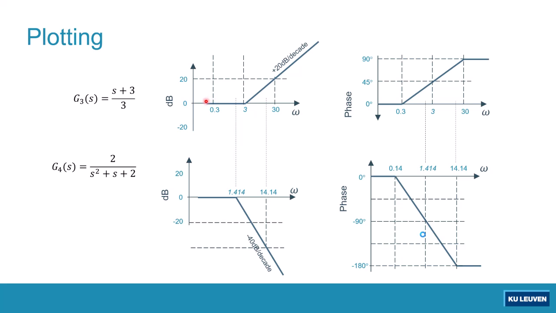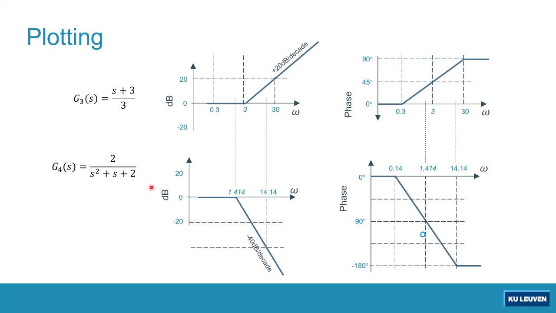The third simple system is the inverse of a first order system. The corner frequency is at 3, with 0 dB at low frequency and positive 20 dB per decade at high frequency beyond the corner frequency of 3. For the phase, we have 0 degrees at low frequency and positive 90 degrees at high frequency.